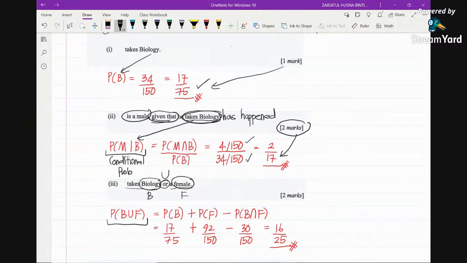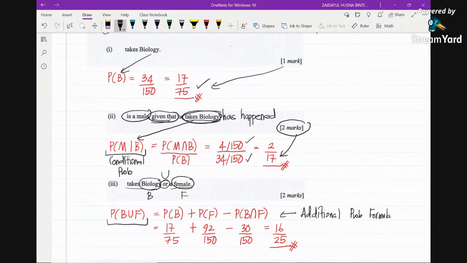Instead, we need to use a formula. This is the addition probability formula, and this formula will be provided, so you don't really have to worry. So probability of B union F is equal to PB plus PF minus probability of B intersect F.